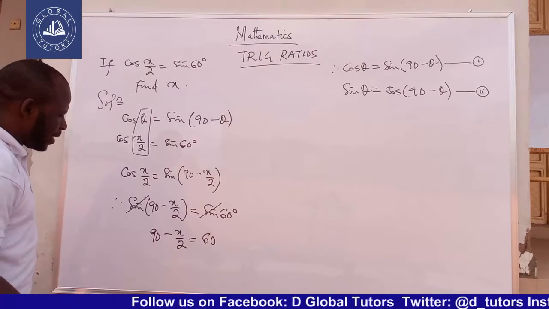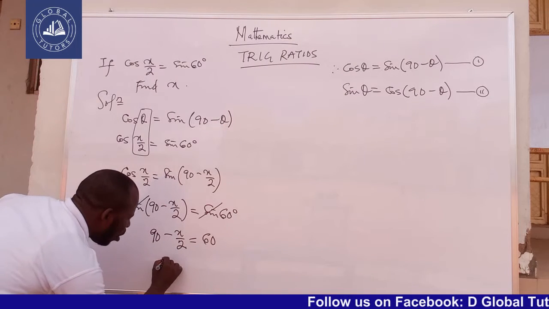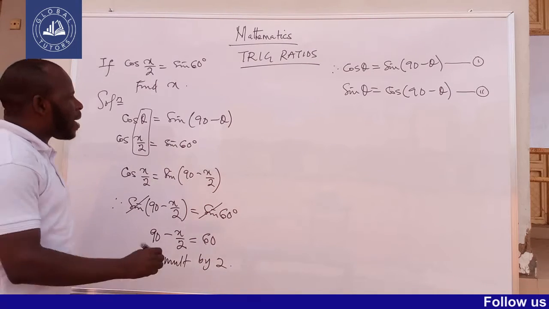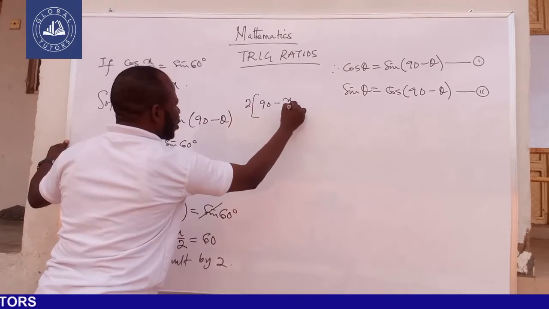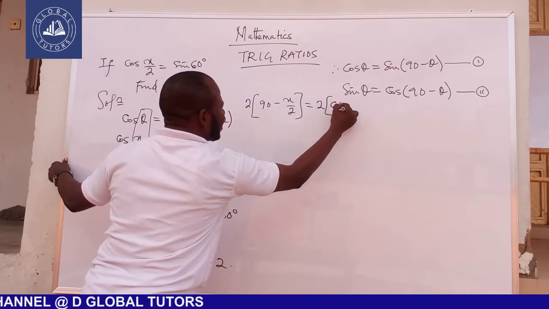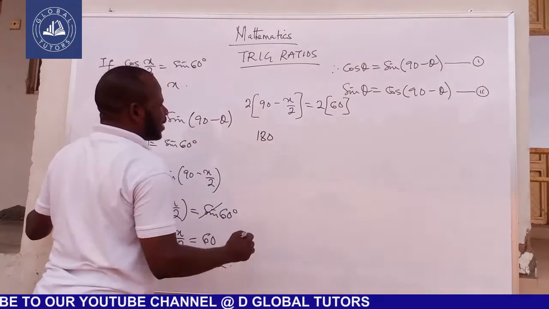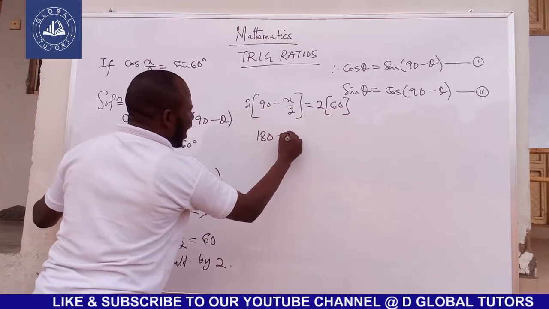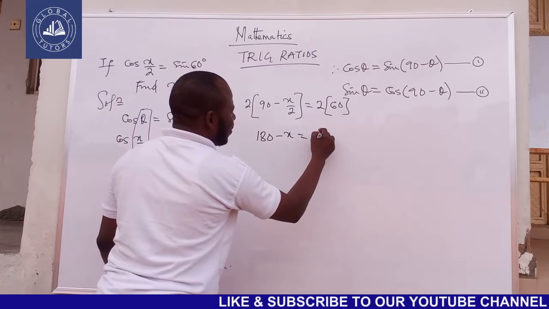Now, how do we solve this? Now, this is a fraction. So the best way to solve it is to multiply by 2. So if we multiply by 2, we're going to have 2 into the bracket, 90 minus x over 2, close the bracket, equals 2 into the bracket, 60. So what do we have? 2 times 90, that gives me 180. 2 times minus x over 2, 2 we cancel 2, so we are left with minus x. Then 2 times 60, that will give me 120.